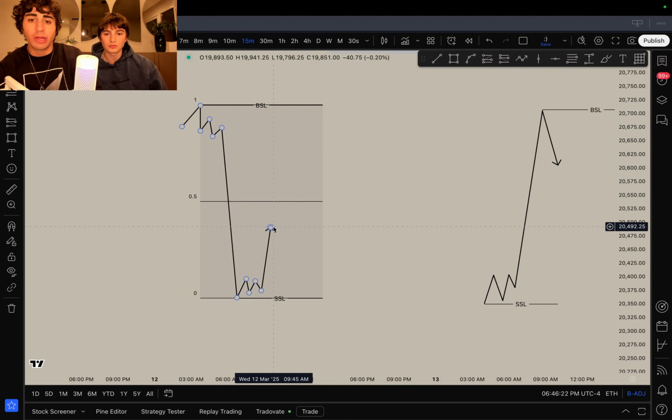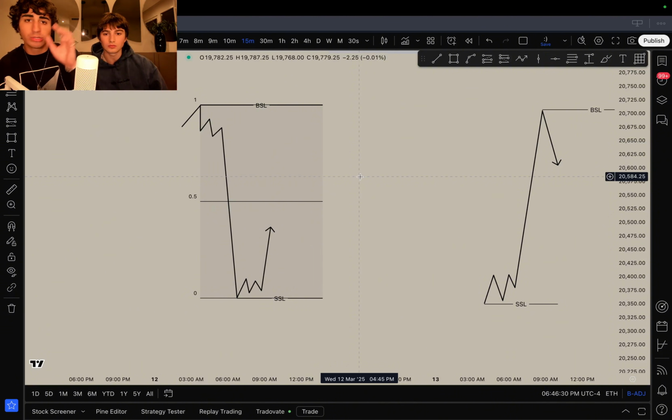In this bearish scenario, anything here is considered discount. Anything here is considered premium. So if we're shorting, we want to be in premium.